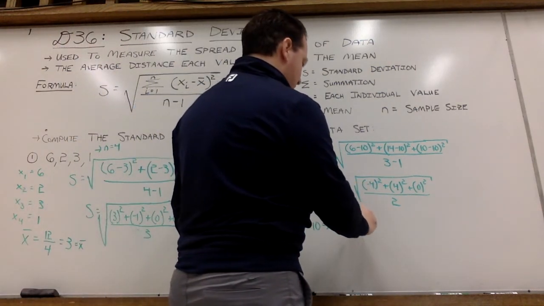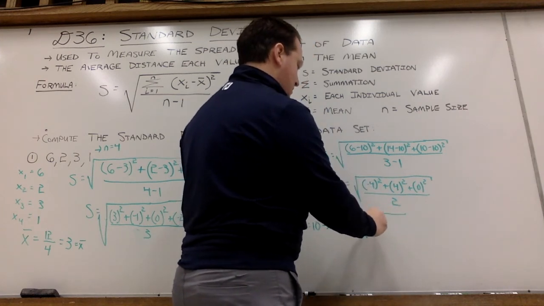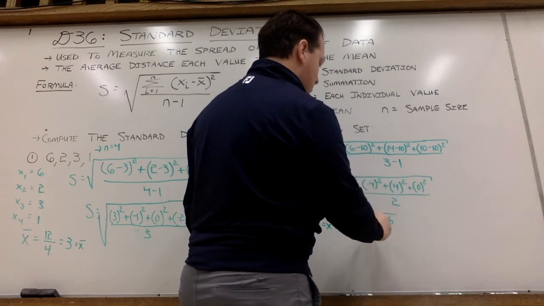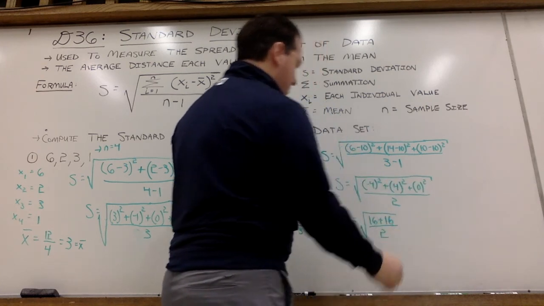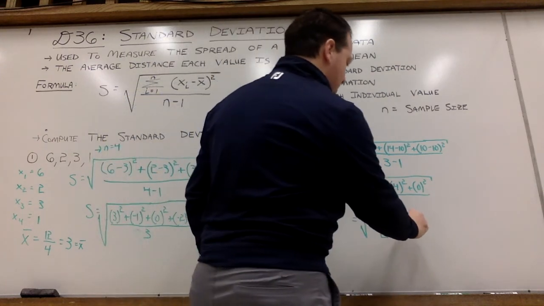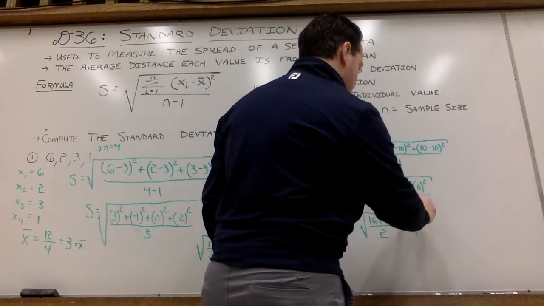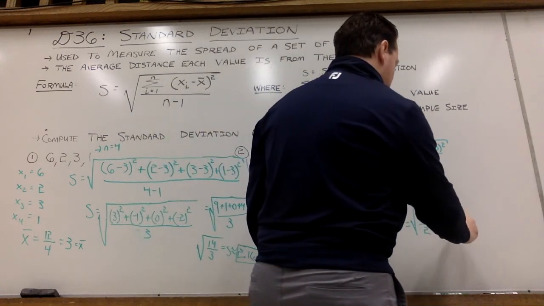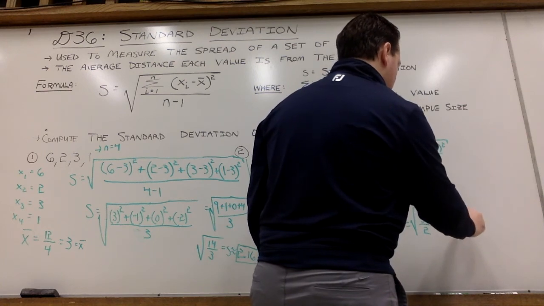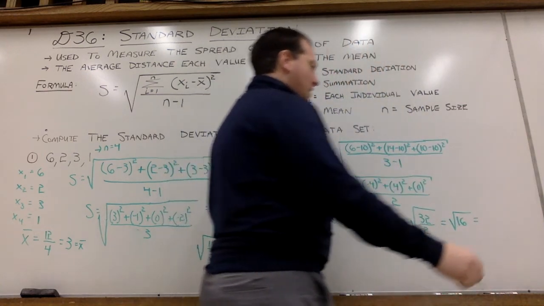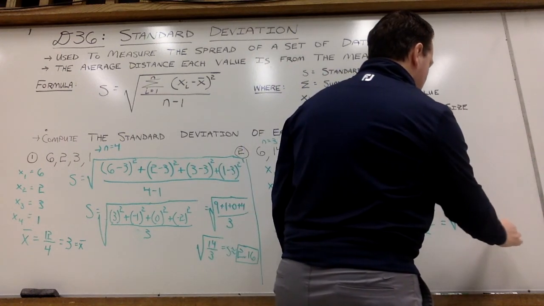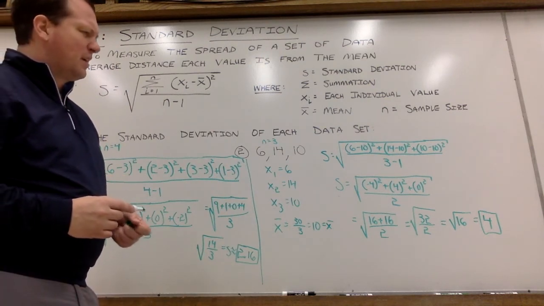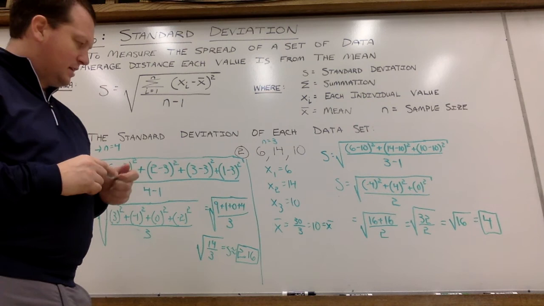negative 4 squared, which is 16, positive 4 squared, which is 16, and then 0 squared is 0, divided by 2. 16 plus 16 is 32, divided by 2. 32 divided by 2 is 16. Square root of 16. That is a nice, lovely, clean result of 4. I like it. I like it when it comes out clean like our second data set.